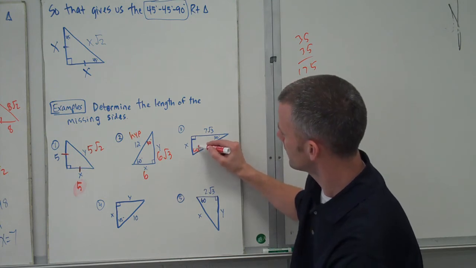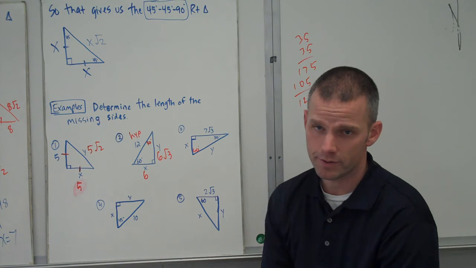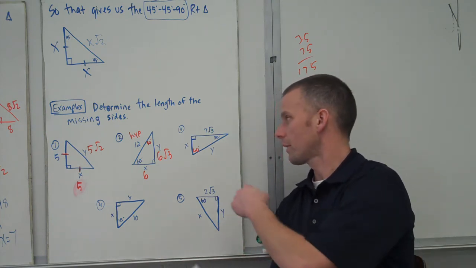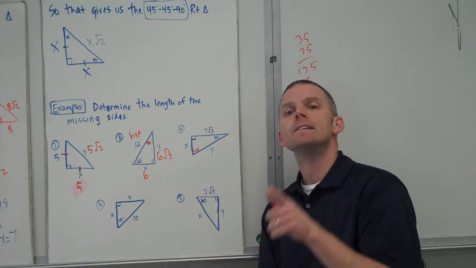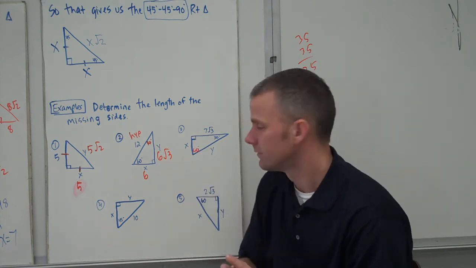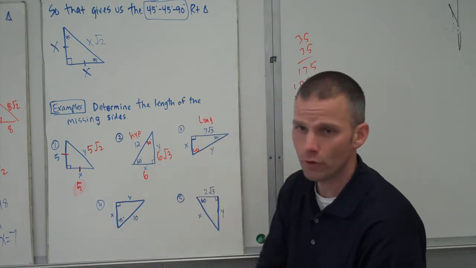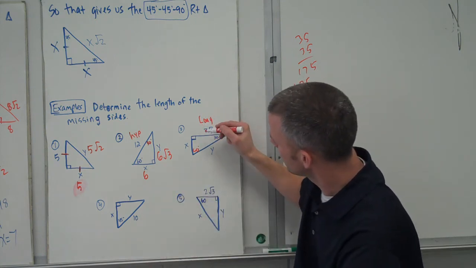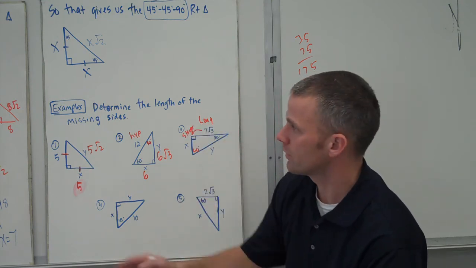30, 60, 90. What side do you know this time? Not the hypotenuse. The hypotenuse is right here, across from the right angle. Nice job. Long side. You know the long side. All right. So we want to go from the long side to the short side. How do we do that?